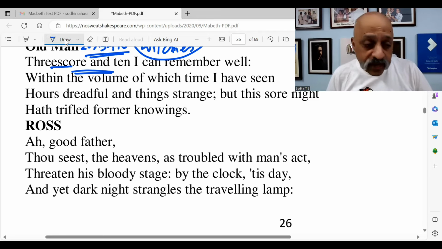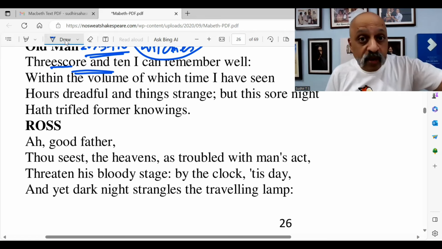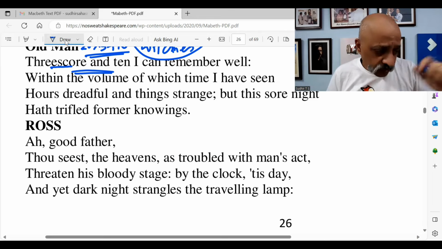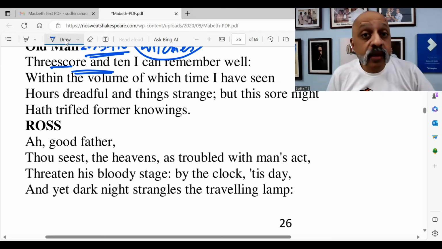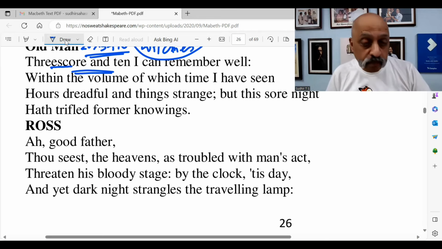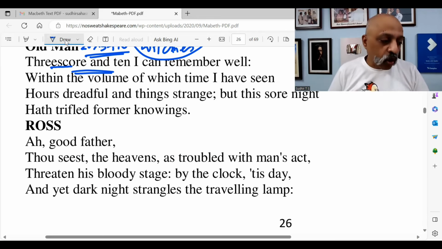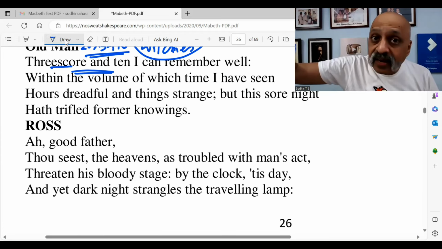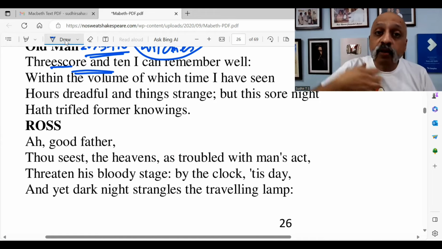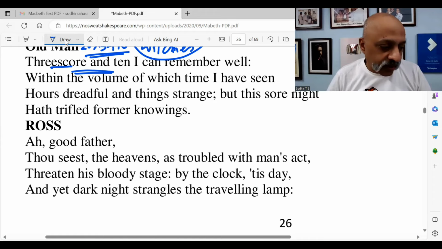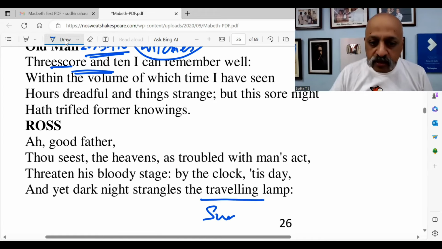So Ross kehta hai, oh yes, old man, you can see that the skies, jo aasman hai, they are troubled by the acts of men and threaten the bloody earth. Okay, bloody earth on which the murder has been committed. So there is constant reference to what has happened just before this. With storms. According to the clock, it's daytime, yet dark night strangles the sun. So, it is daytime, but aisa lag raha hai, as though the dark night is kind of strangulating the sun. So, it is very overcast at this point in time. Sun is the traveling lamp. The traveling lamp is a reference to the sun.